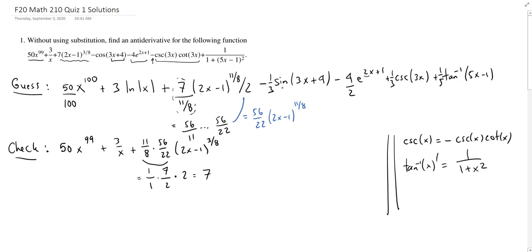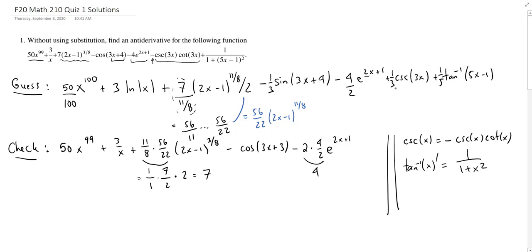Next, we're taking a derivative here. There's a sine. It'll turn into a cosine of 3x plus 4. We had a 1/3, but it has to get multiplied by 3 because we use the chain rule. So we're left with minus cosine of 3x plus 4. This next one, we take a derivative of e to the 2x plus 1. By the chain rule, we'll get an extra 2. So I'm going to get 2 times 4 over 2 e to the 2x plus 1. The 2's cancel, and I'll be left with a 4 coefficient. Hey, that's what we wanted.